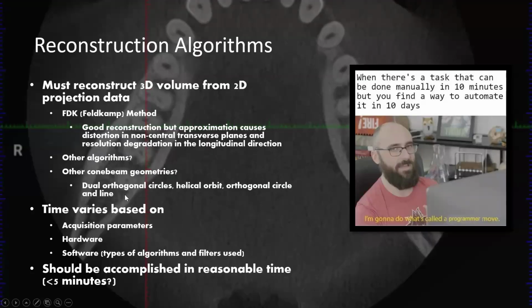But other algorithms may just be better at constructing that 3D data from the same acquisition data. So there's a lot of research going on into that. Interesting things.